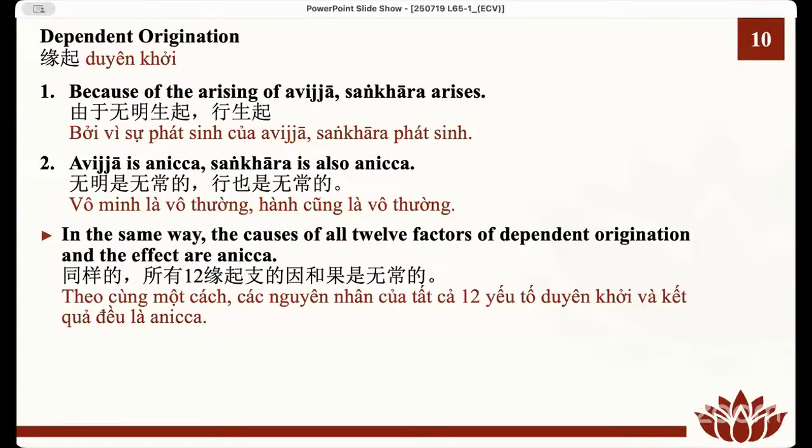So we have to contemplate all the other factors of dependent origination, not only avijja, right? We can also say sankhara paccaya vinnana, vinnana paccaya nama-rupa, and all 12 factors of dependent origination. We can also continue talking about anicca, dukkha, anatta. It will be too wide. We have also explained dependent origination before. That's why I will not elaborate too much.